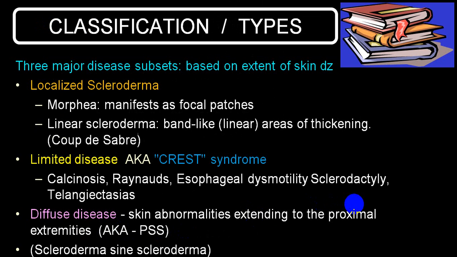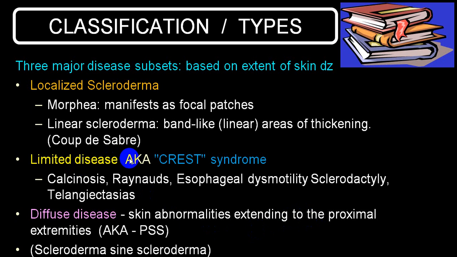Basically, it is classified into three common varieties, that is localized variety, limited variety, and diffuse disease. Diffuse disease is given the name scleroderma or primary systemic sclerosis. It is also called scleroderma sine scleroderma, and that involves skin extending from the proximal extremity. So it is starting from proximal to distal, right from the tip of the finger, etc.